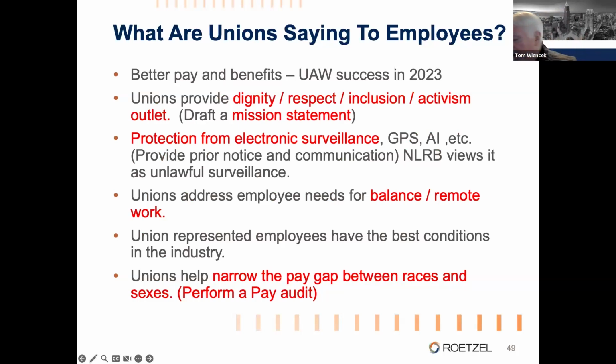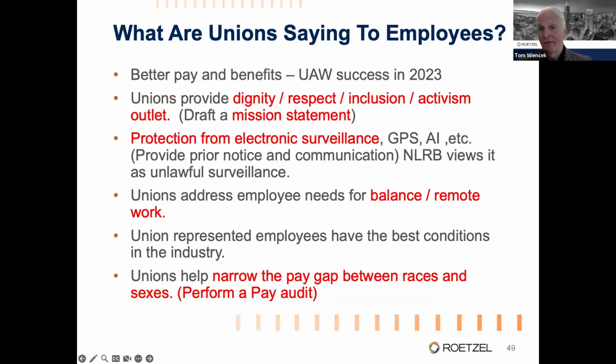So what are the unions saying to the employees? What's the sales pitch? Of course, they're going to say better pay and benefits. The UAW had tremendous success in 2023, and unions were using that as an object lesson. But the real issue that gets employees to organize unions is this issue of dignity, respect, inclusion, and activism. And the way that you can counterbalance that is to draft a mission statement. So when that sales pitch is being made, you can at least have a mission statement to say, we've already done that. That's already part of our culture.